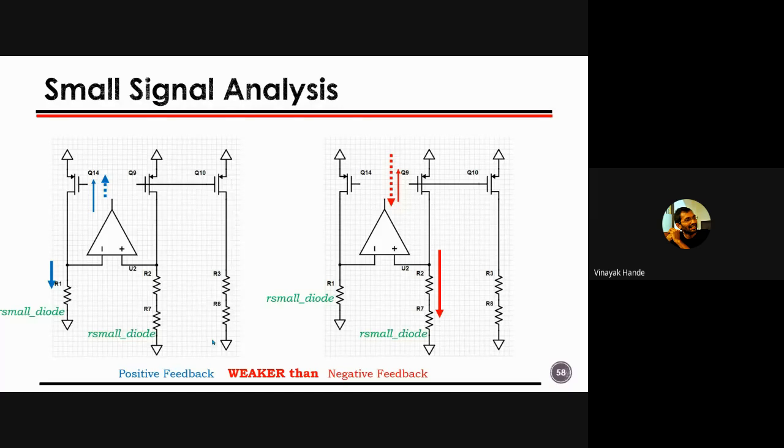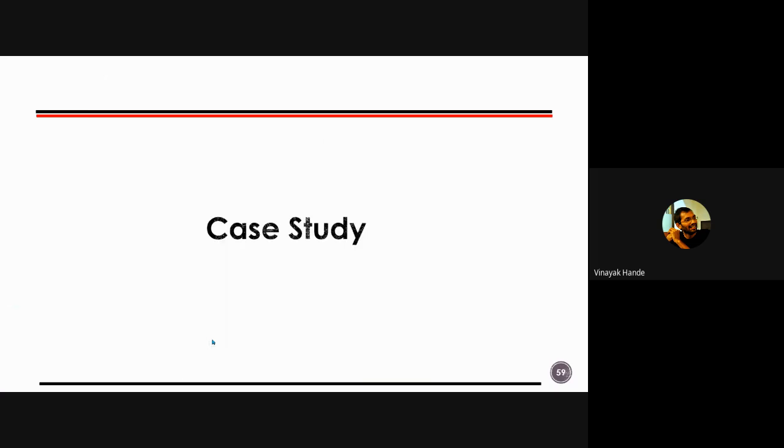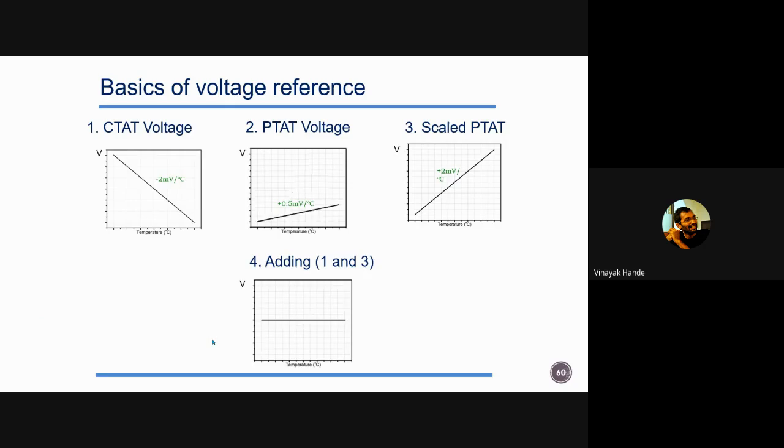Thereafter, it is quite important to understand the stability as well as the functionality of a band gap based voltage reference. I'll go quickly to the case study, and I hope I have 15 minutes. I'll try to cover it within 10 minutes so that I can keep 5 minutes for discussion. This is just the basics of voltage reference: CTAT, PTAT, and then scaled PTAT, and we added one entry.